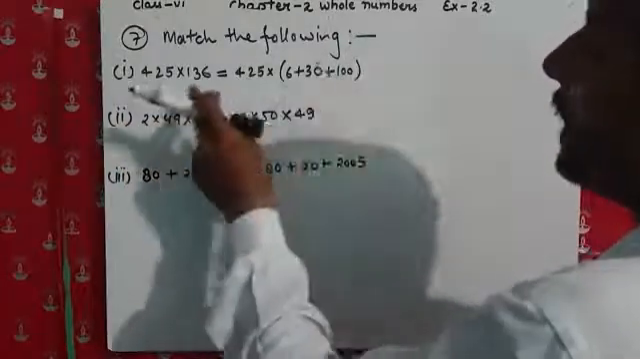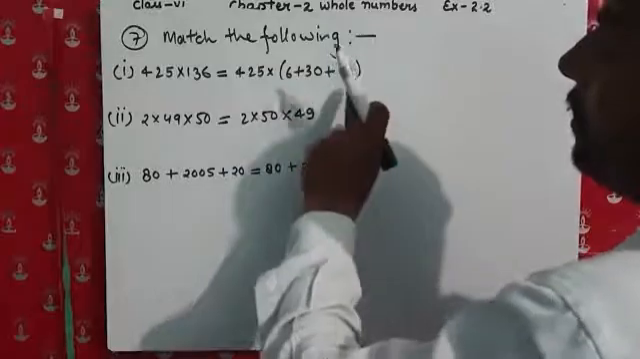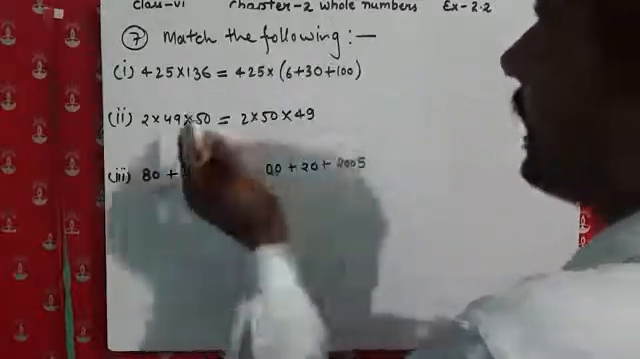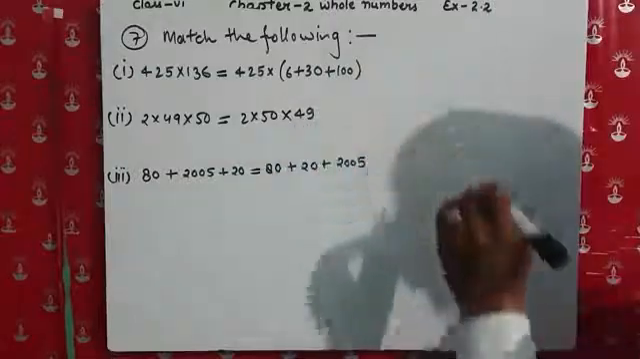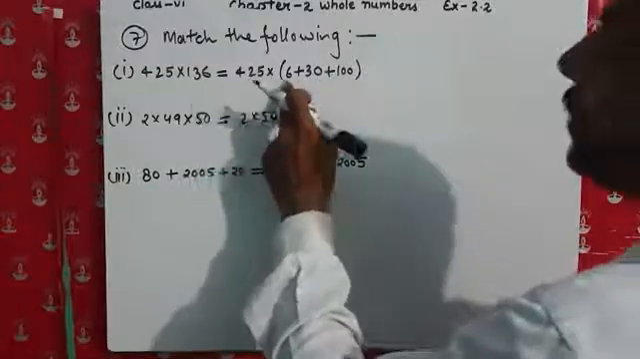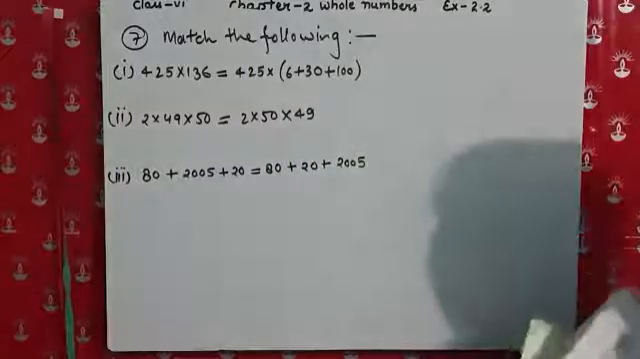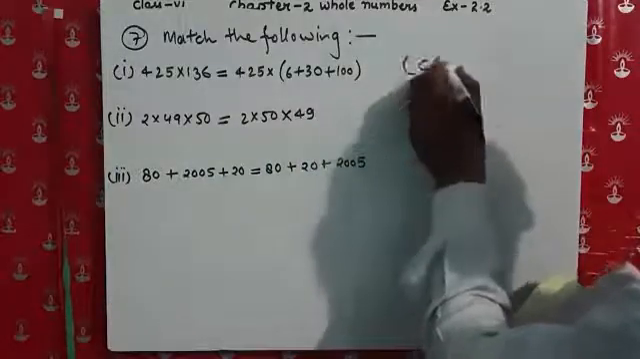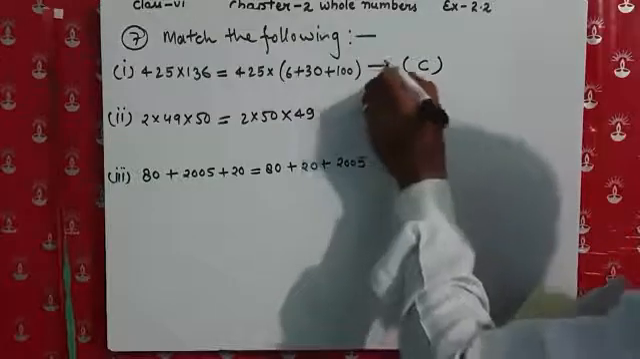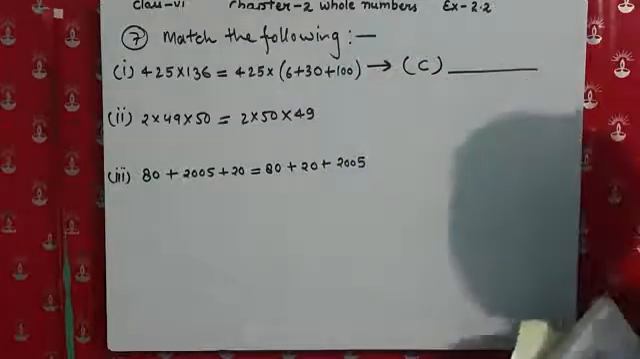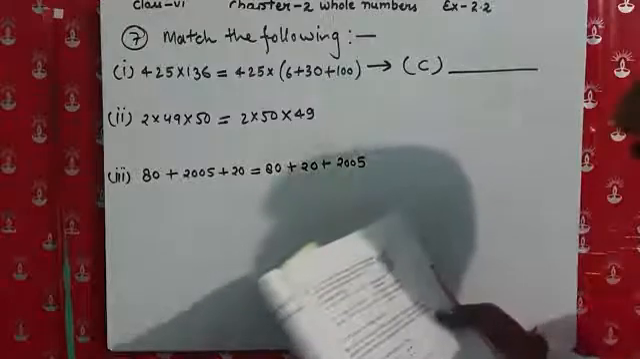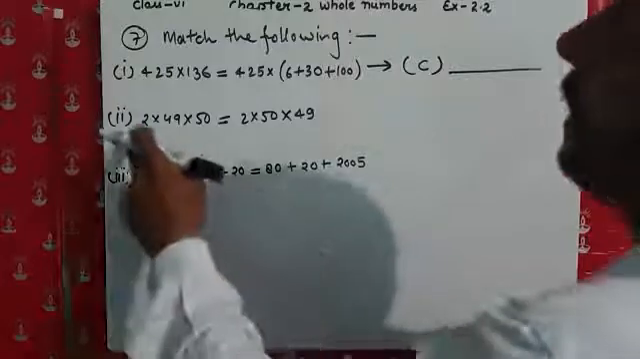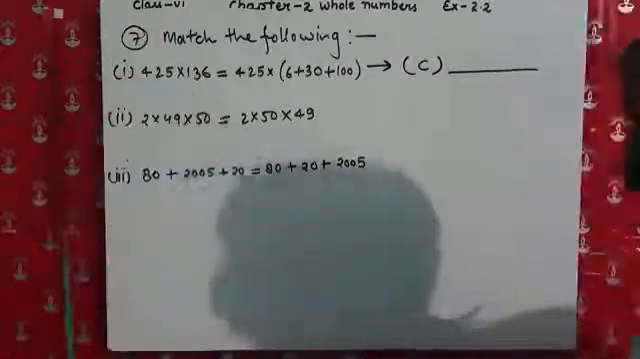Now here it is written in expanded form, 100 plus 30 plus 6. That means this shows the property of multiplication over addition, the distributive property of multiplication over addition. So here we have to match it with part C. Here we write the statement of part C, that is distributivity of multiplication over addition.